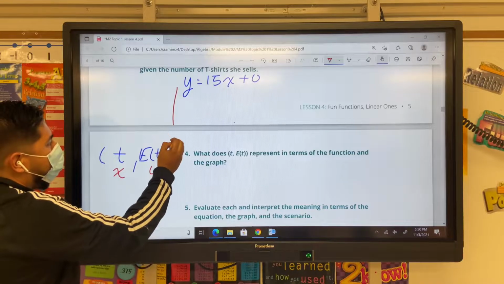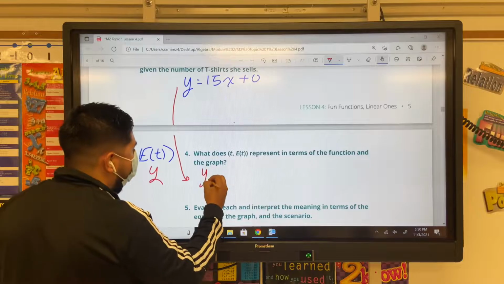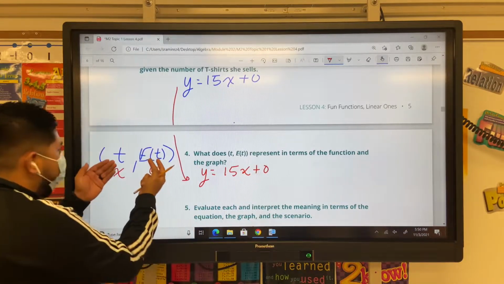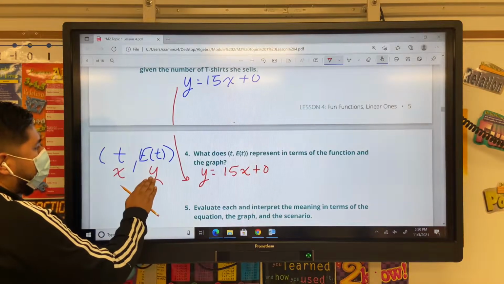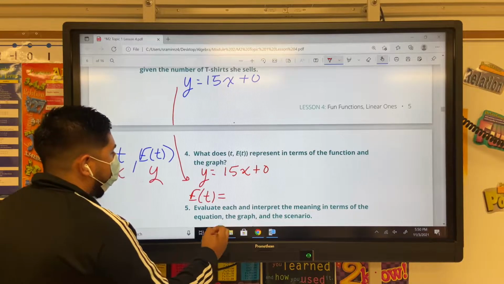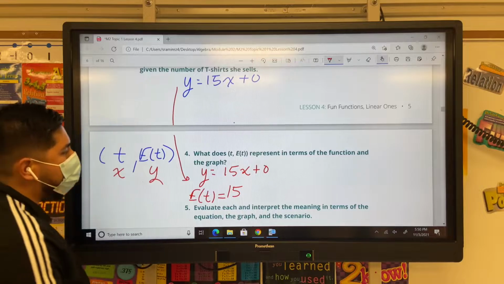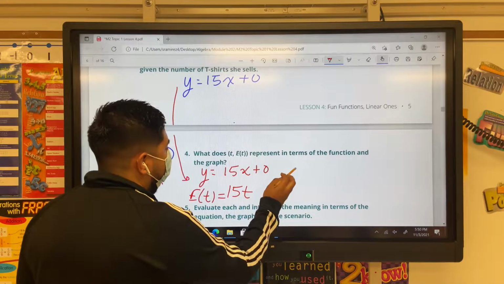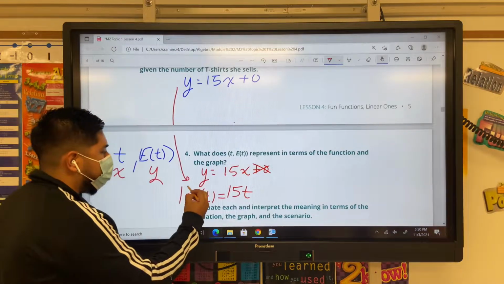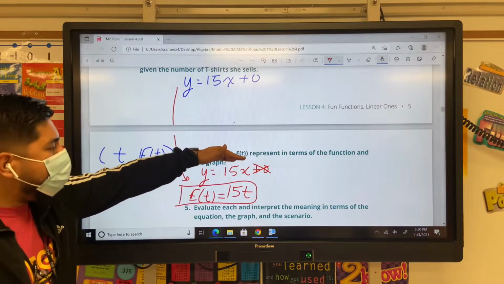So if we want to write it in terms of what it's saying, where it says y equals 15x plus 0, all I got to do is change out these letters. Instead of y, I put E of t. Put the 15. Instead of x, I put this t for t-shirts. Don't worry about the 0 because of course we don't need a 0. And there we go. Again, y equals E of t, x to t.